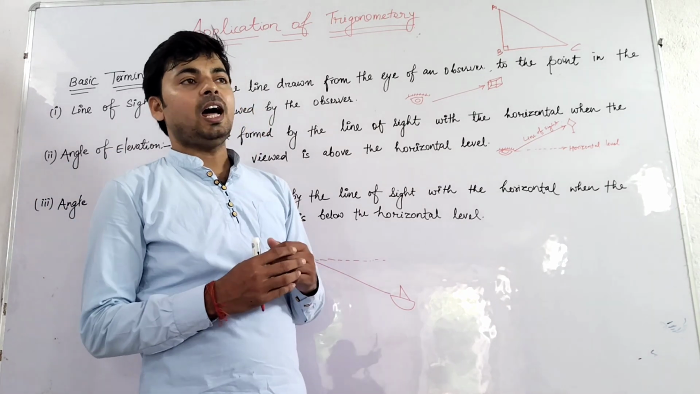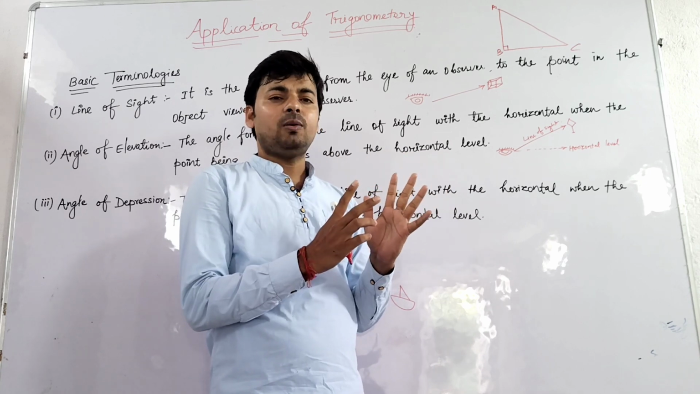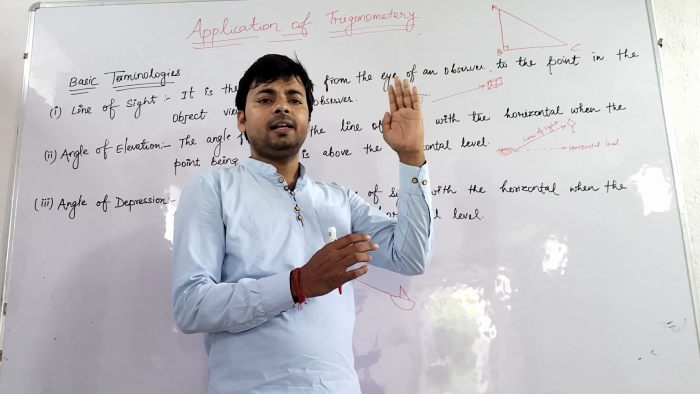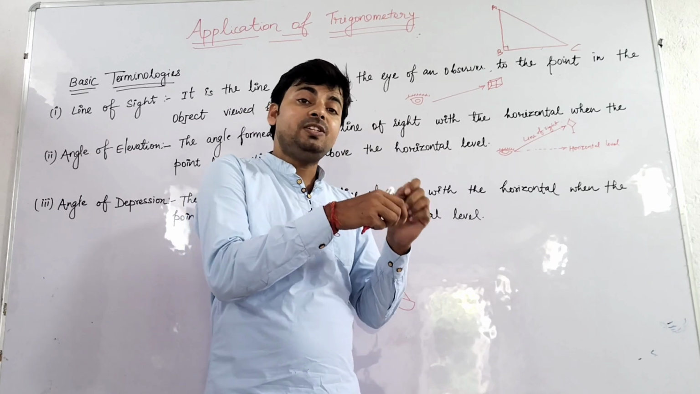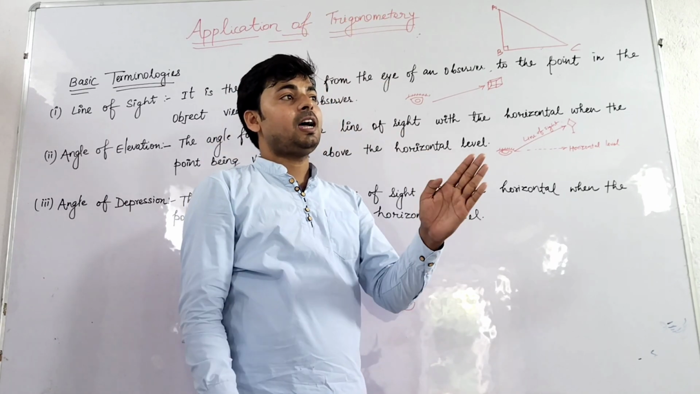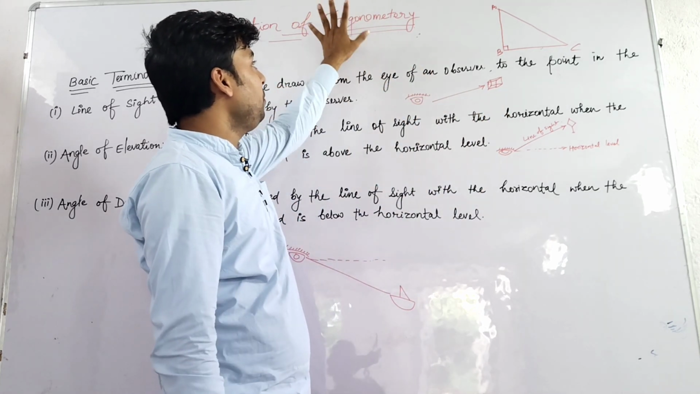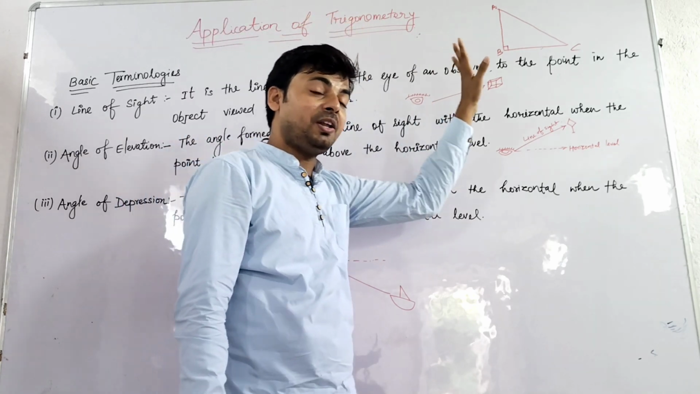If we have to find out the height of the Charminar, Qutub Minar, Eiffel Tower or any vertical thing without measuring with the tape, we just have to apply trigonometry. So to understand the application of trigonometry, we must know what trigonometry is.